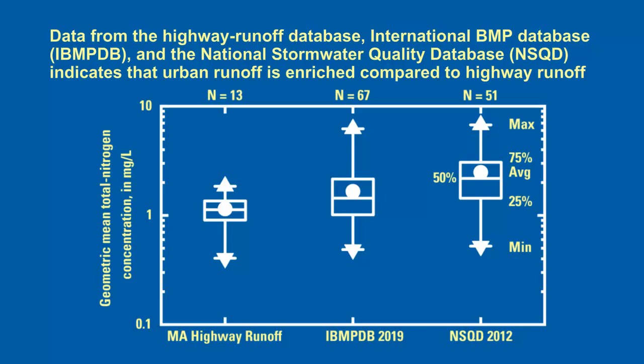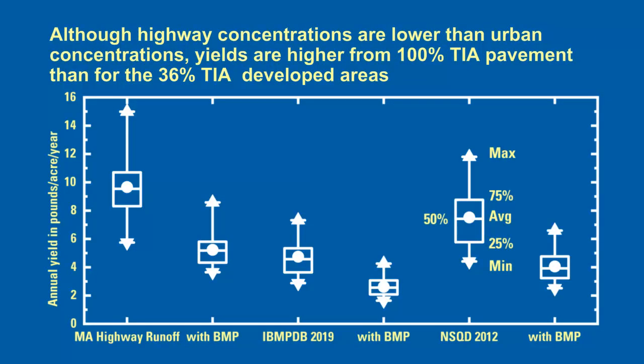The highway runoff is runoff from pavement. The urban runoff also may contain nitrogen from other sources including natural and landscape plant materials, fertilizer, animal waste, and storm flow-induced septic discharges. Although highway concentrations are lower than urban concentrations, yields are higher from 100% impervious highway pavement areas than for the 36% impervious developed areas.